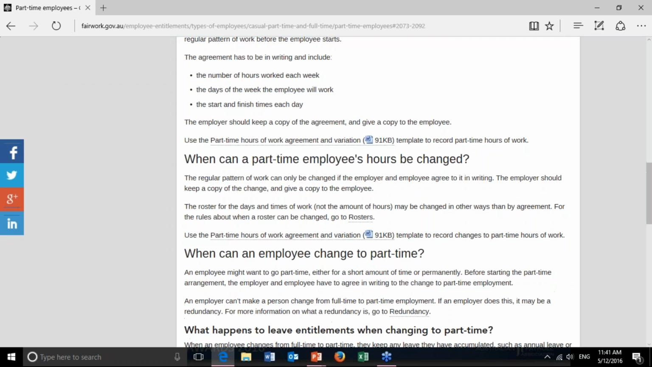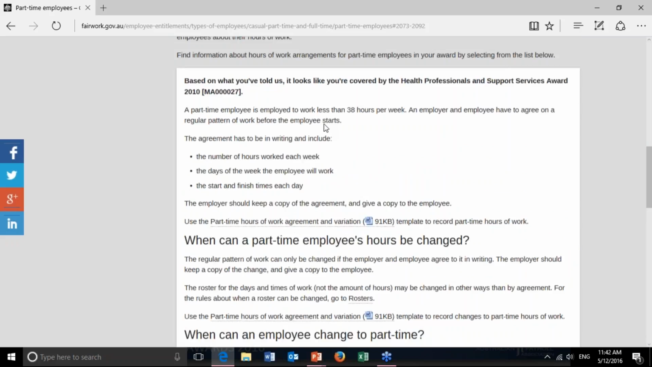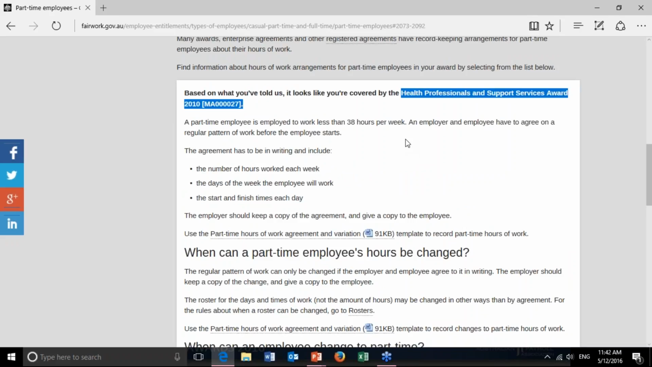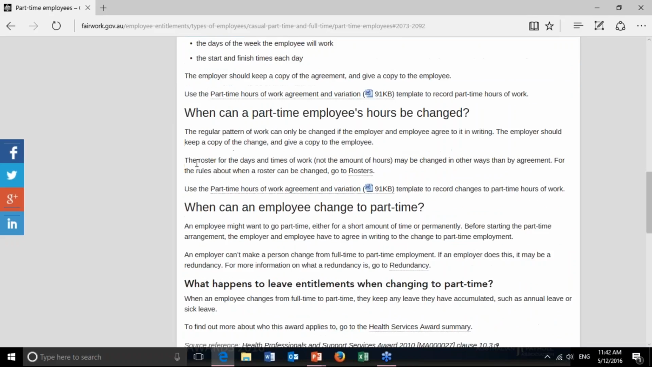So firstly, it's the same. It's very much the same as the Clerks Award. So the number of hours have to be specified each day, the days of the week that the employee will work, and the start and finishing times. Very similar. As you can see, it's covered by the Health Professionals and Support Services Award. It asks, can they change their hours? Yeah, of course, change the days and times, but you can't change the amount of hours worked.